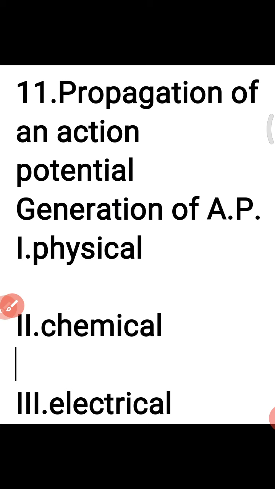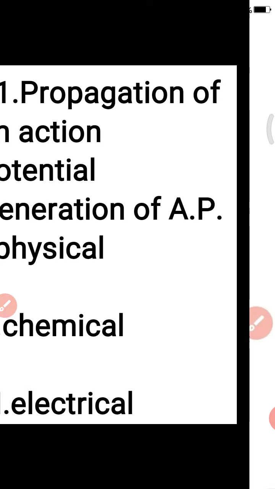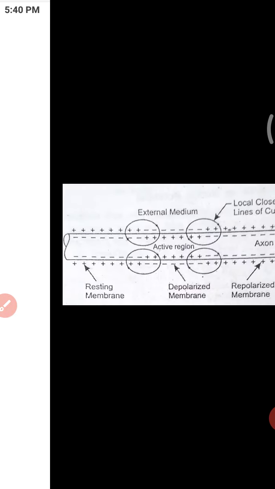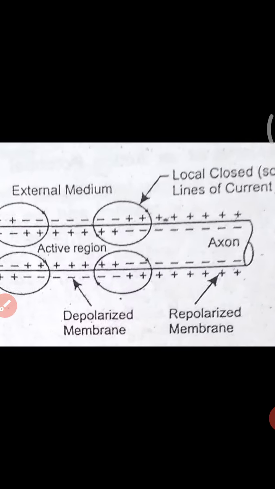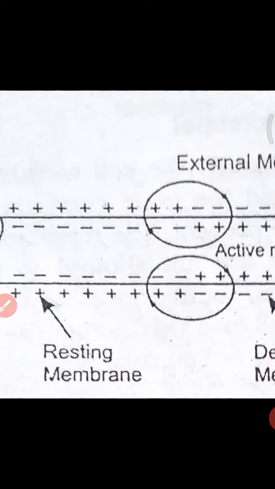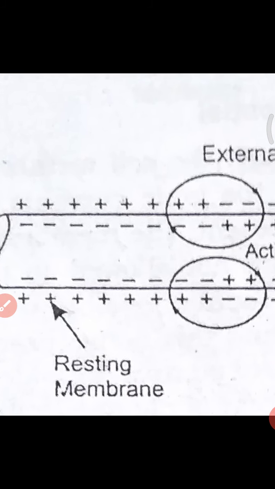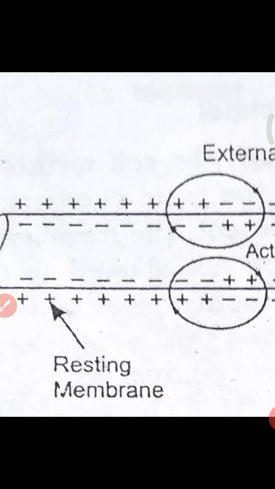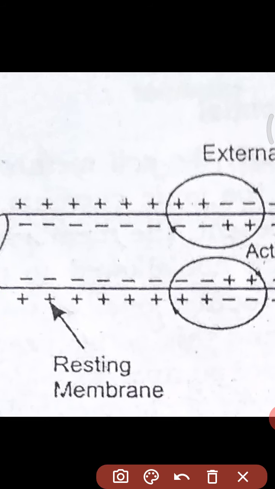Now we will move to the general diagram of the propagation of an action potential. Here you can see the outside of the cell membrane, where the Na plus ions are present. Inside the cell membrane, we have the Cl minus and K plus ions.